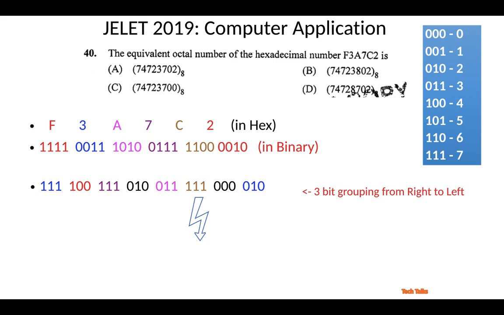How? That is very simple. We have already seen this table, so you can use this table to convert. Like here it is 1 1 1, so 1 1 1 is 7, 1 0 0 is 4, 0 1 0 is 2. This way convert everything into octal, then you have the answer. 74723702. So 74723702. So A is the answer.